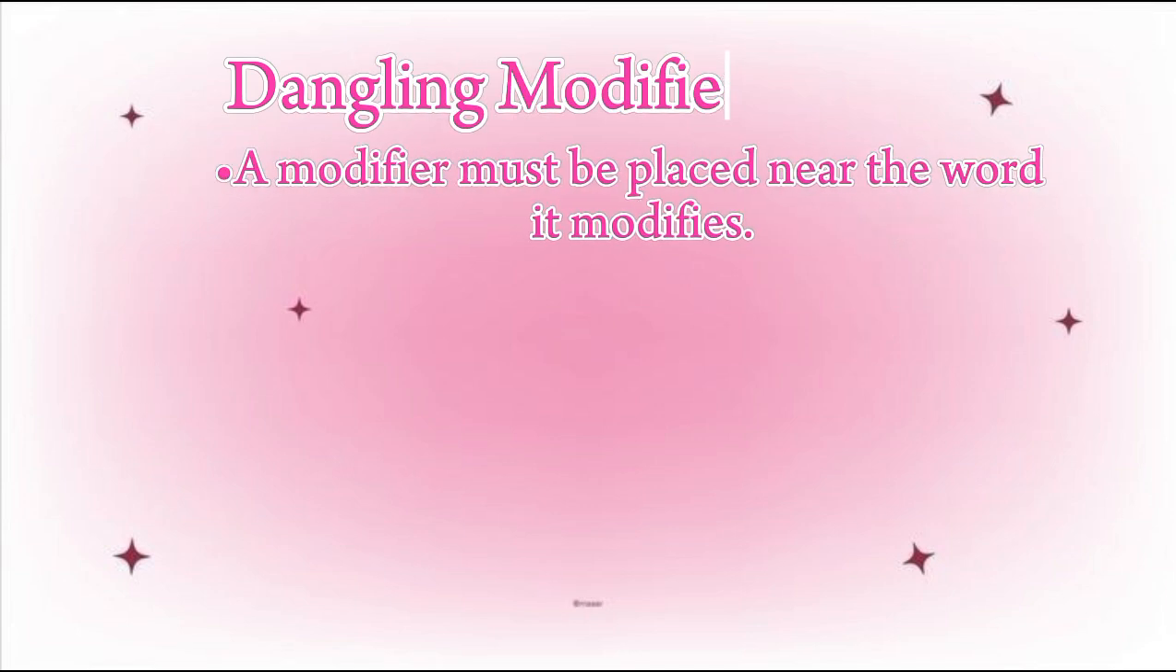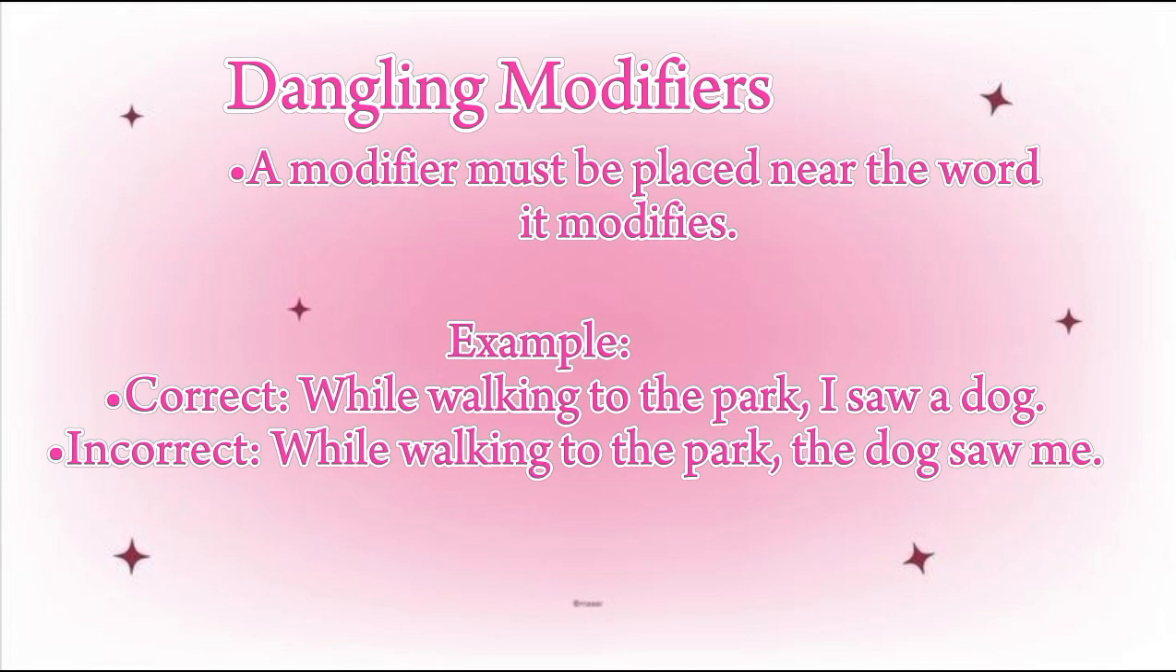The 14th rule is the dangling modifiers, meaning a modifier must be placed near the word it modifies. For example, the correct sentence is while walking to the park, I saw a dog, and the incorrect sentence is while walking to the park, the dog saw me.